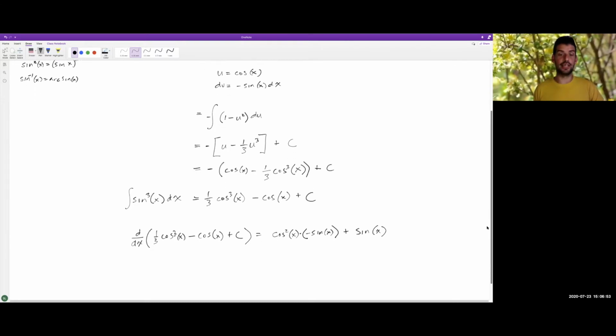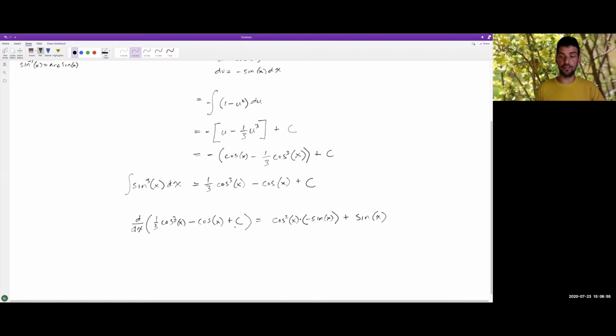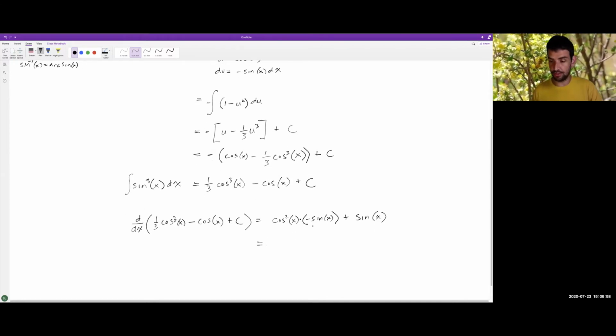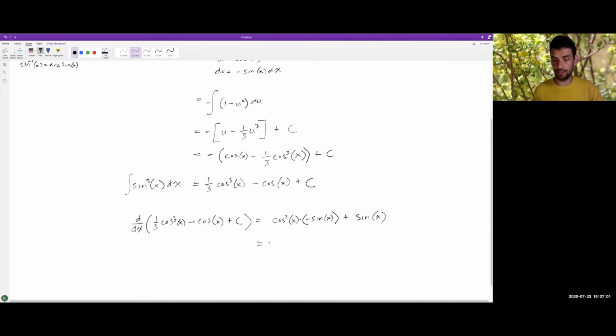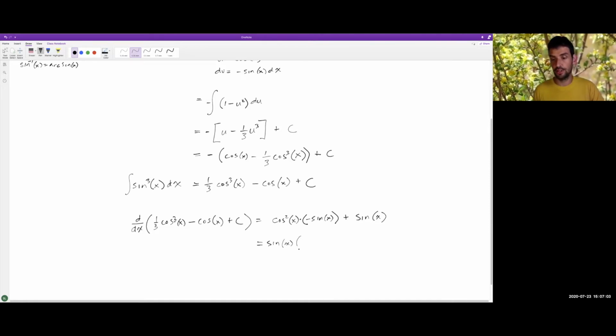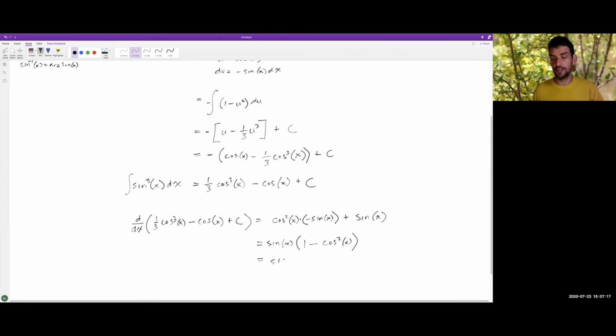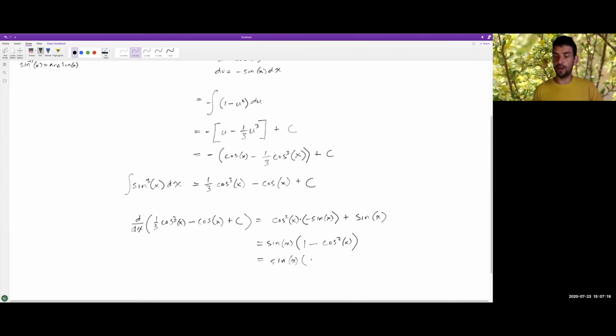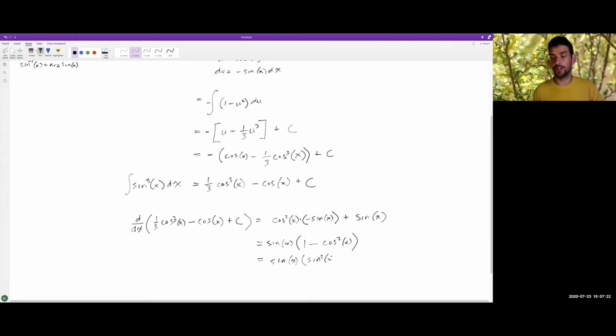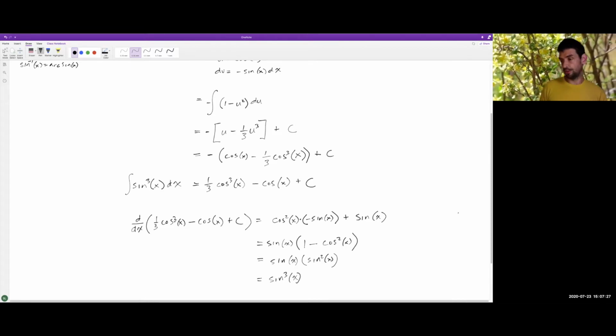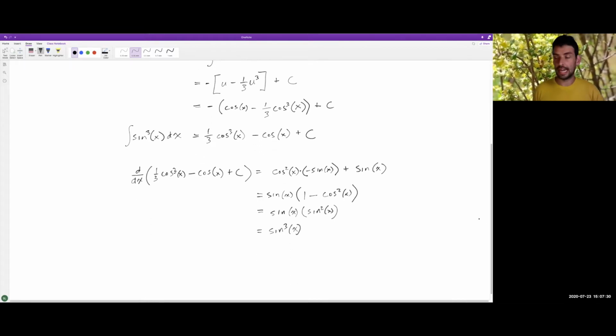Which does not look like what we started with, right? The derivative of this was supposed to be sine cubed. However, if we factor out a sine of x from these two terms, the sine x term has a 1. The cosine squared x term, all that's left from this sine is the negative, so we get a minus cosine squared x. If we look back at the identity, 1 minus cosine squared x is just sine squared x. And then sine x times sine squared x is sine cubed x. So this indeed is an antiderivative.